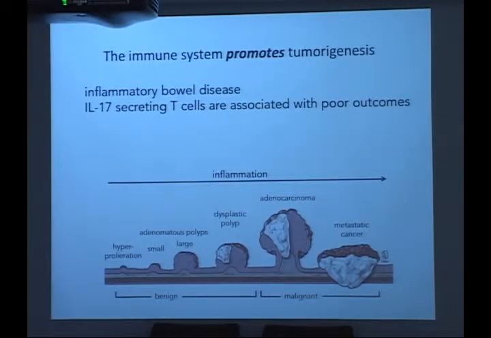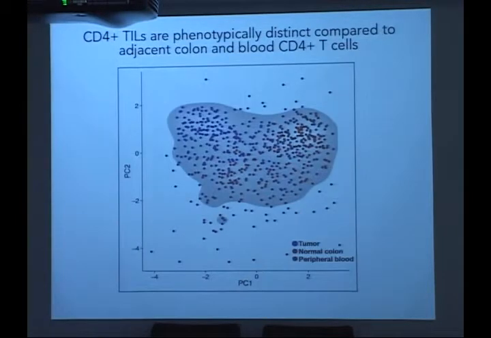So what we decided to do was we started to look at tumor-infiltrating lymphocytes that we obtained from colon cancer specimens through Stanford Hospital. And we started to look at phenotyping through 17 different parameters, as well as TCR sequencing analysis. So here's what we learned.